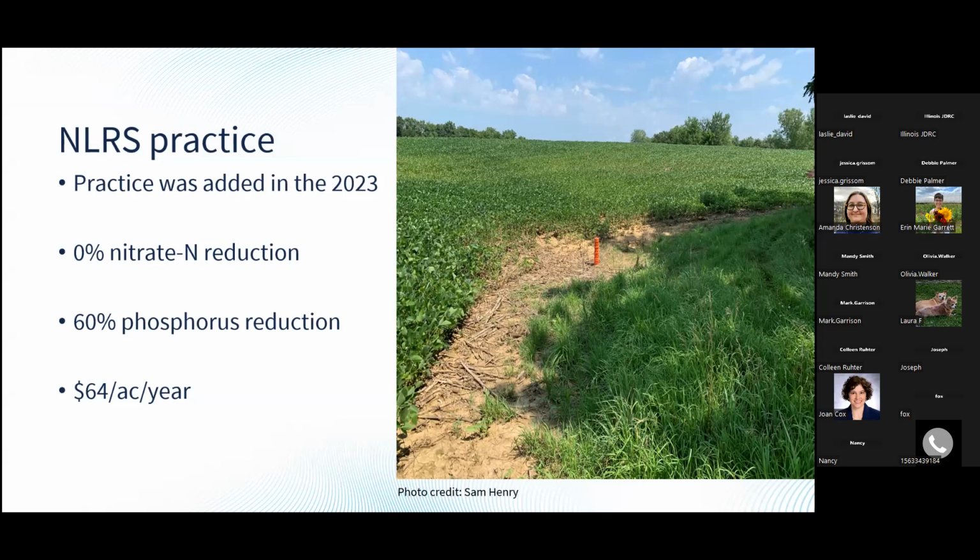An estimated annual operation and maintenance cost is $64 per acre per year, and that factors in the installation cost, the expected practice life, and the drainage area that is treated.